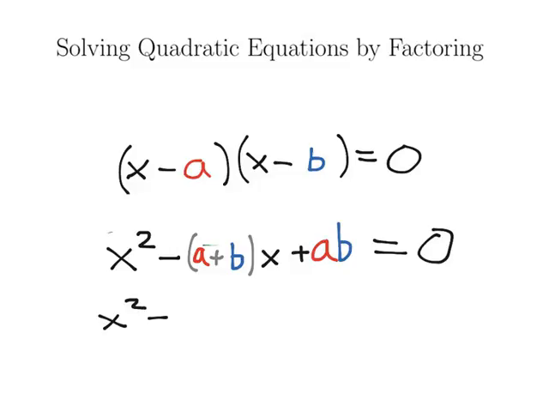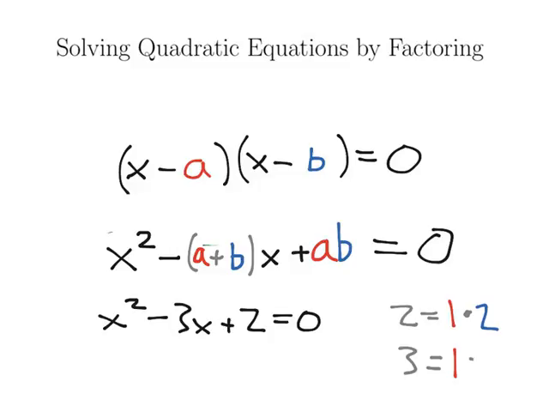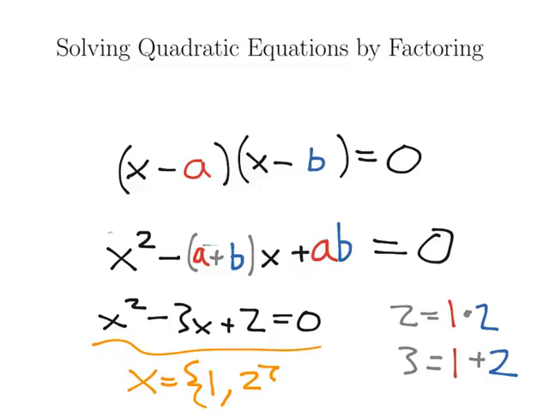If I say x squared minus 3x plus 2 is equal to 0. Well, the number 2 is equal to, let's say, 1 times 2. Similarly, the number 3 is equal to 1 plus 2. And just like that, I know my solutions to this. x could be 1 or it could be 2.